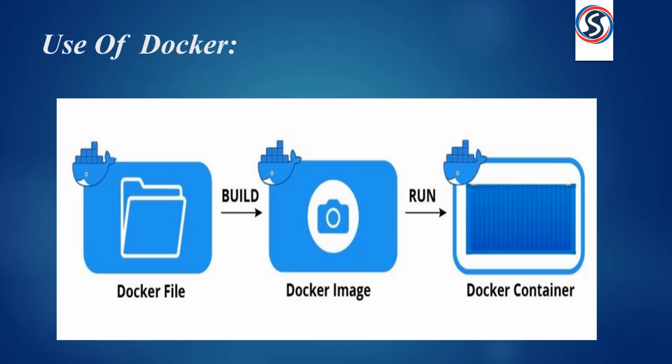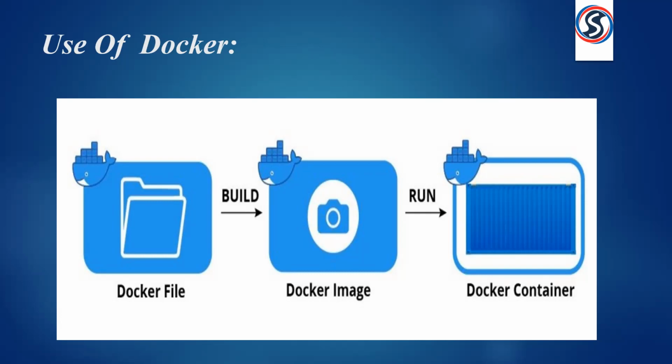So what are the main things we have in Docker? The main terminology: we have the Docker image, the Dockerfile, and the Docker container. The Docker container is a runnable instance of an image, and you can create, start, stop, move, or delete a container using the Docker API or the CLI.